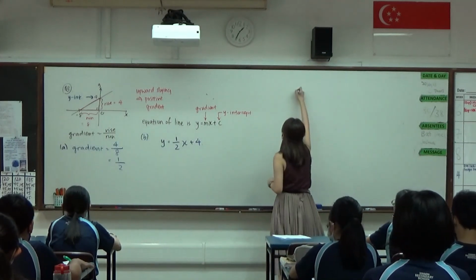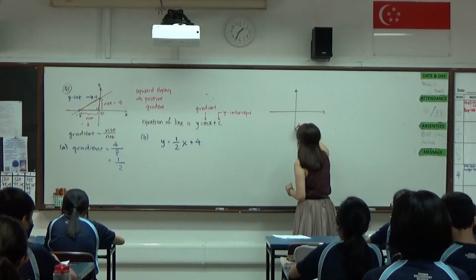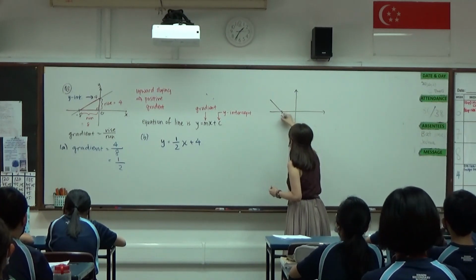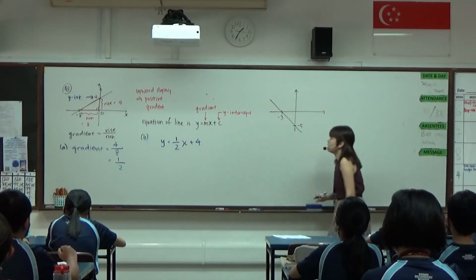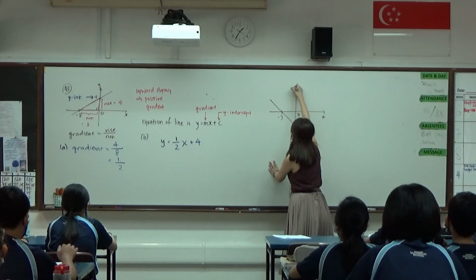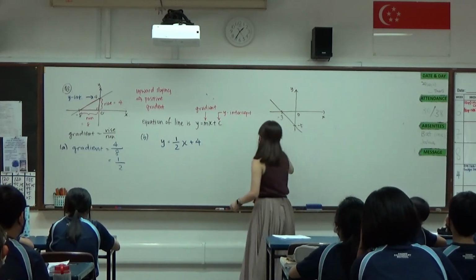Just to test and make sure that we are all clear about this. If I have a straight line that looks like this, what would the gradient actually be?